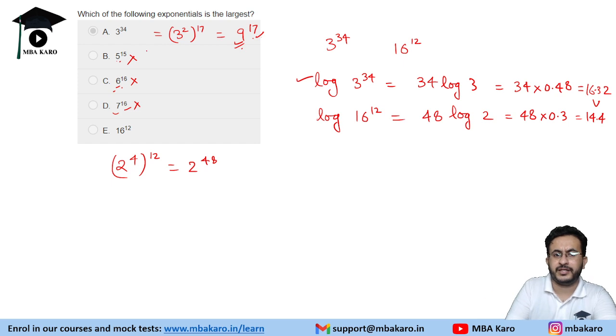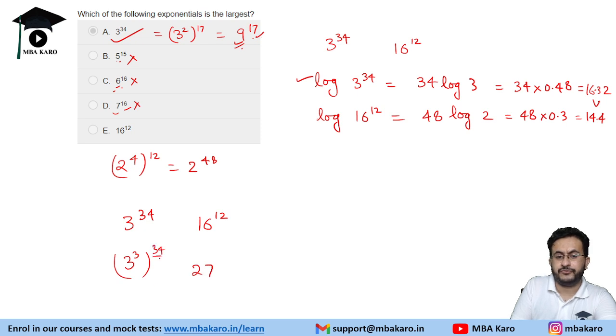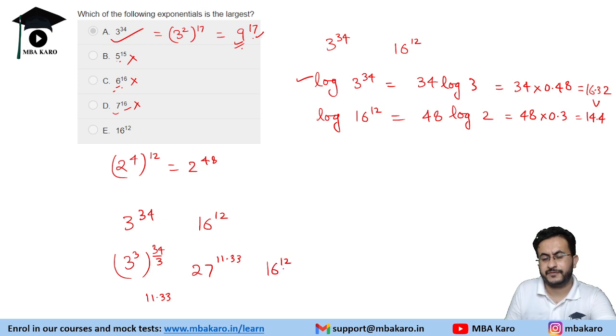Okay, one is by logarithm. So this is the higher value. Now, another way to compare is 3 raised to the power 34 and 16 raised to the power 12, right? Now, let us do one thing. If I take 3 raised to the power 3, that is 27. Now this will be 34 by 3, which is 11.33. So 27 raised to the power 11.33, and it is 16 raised to the power 12, right?